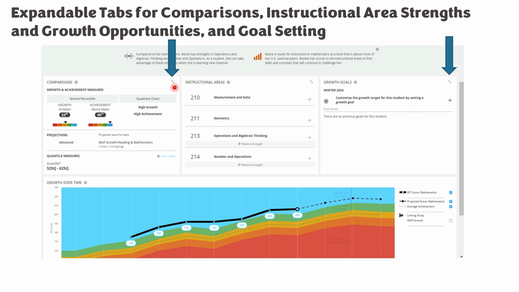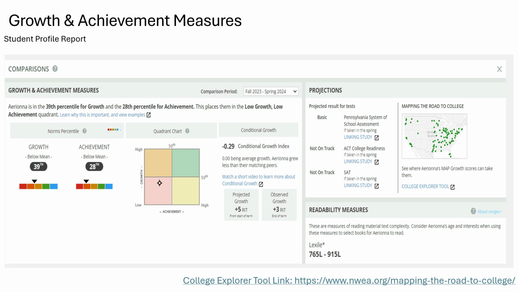So I'm going to click on the 2 arrows next to comparisons. It's going to open up a window that looks something like this. It will give the growth and achievement percentiles for the student. Again, this will be based on the assessment that is selected in the tabs at the top of the screen.